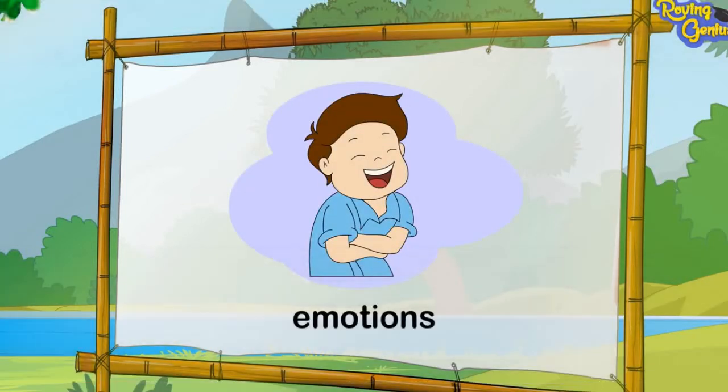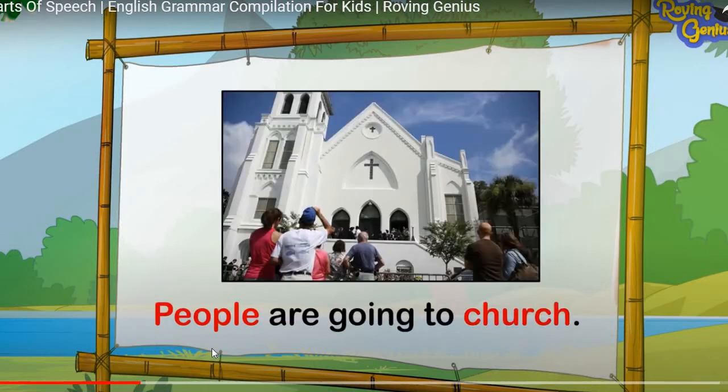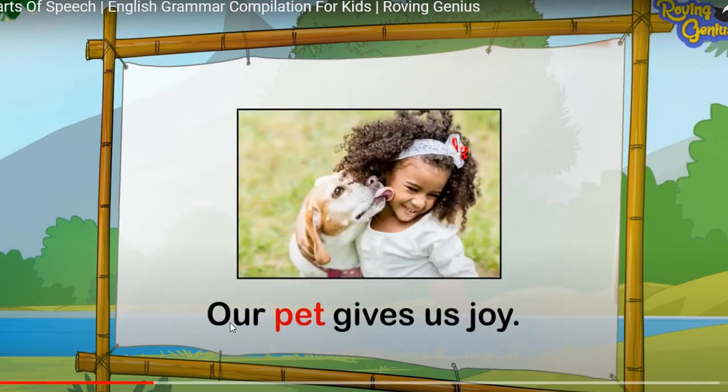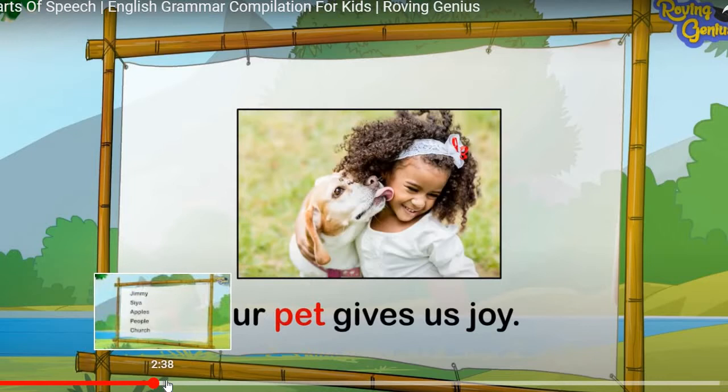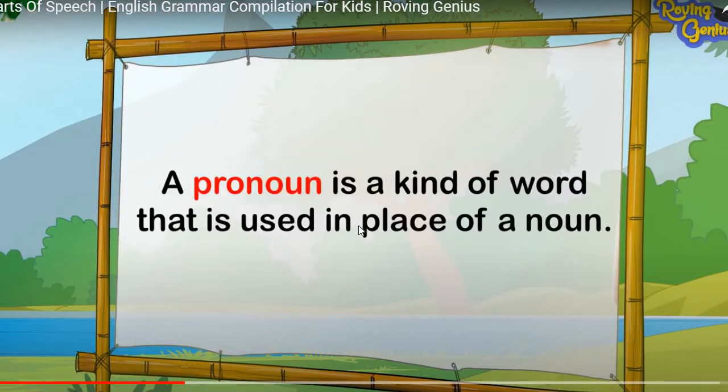So, Jimmy is playing. Who's this person? What is his name? Jimmy. So what is the noun in my sentence? It is Jimmy. So Jimmy is a noun. Or, our pet gives us joy. Pet is a noun. It is a name of an animal. Okay? So the noun is a name of a person, animal, place, anything in the world.